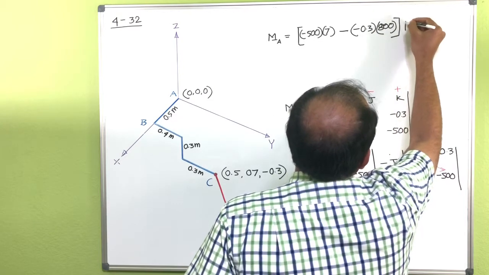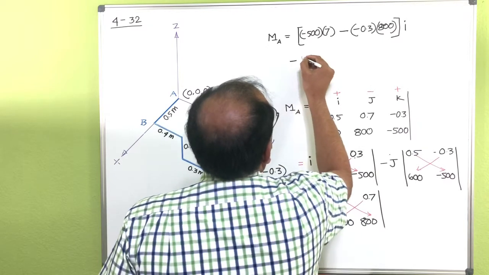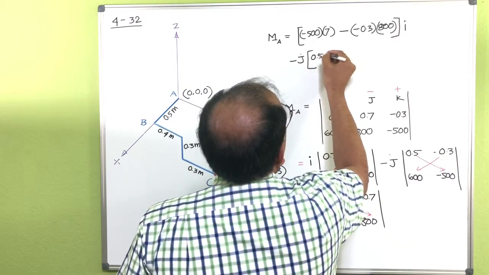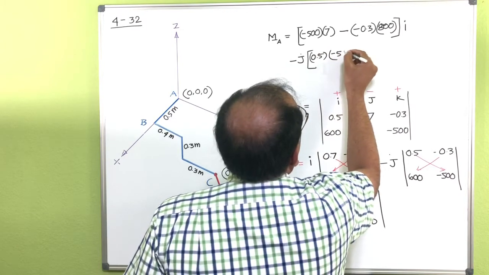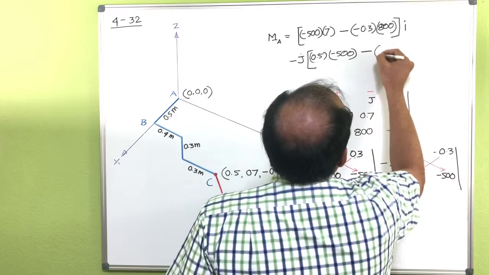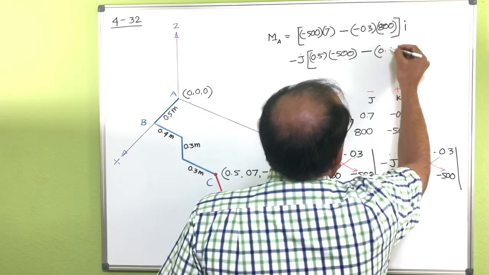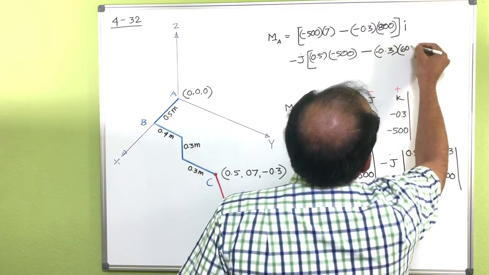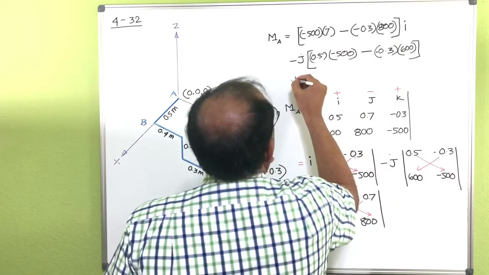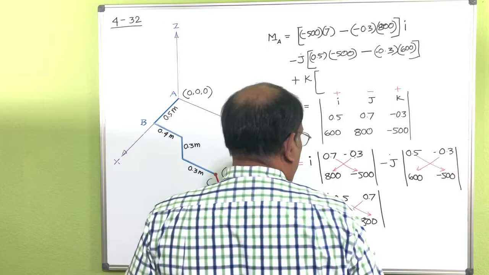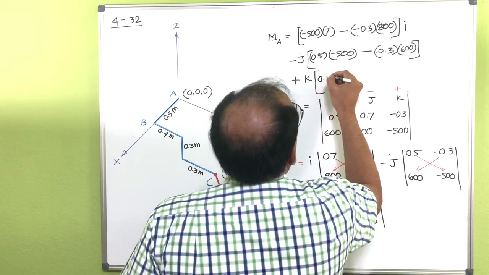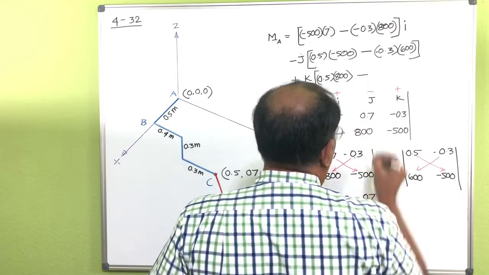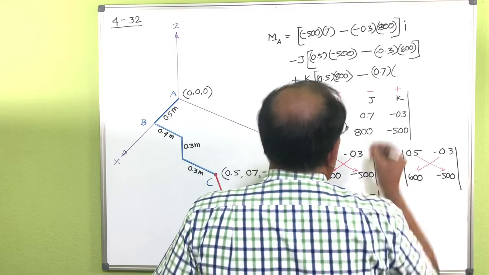That's basically your I, okay? Then minus j, this minus this, so 0.5 multiplied by minus 500 minus 0.3 into 600, plus your k, you can see here 0.5 into 800 minus 0.7 into 600.